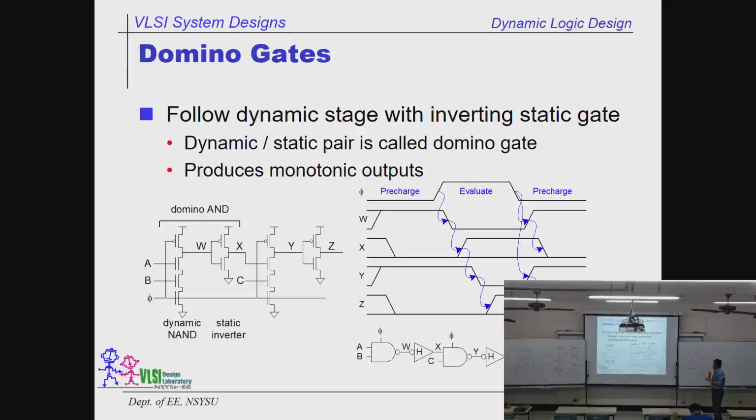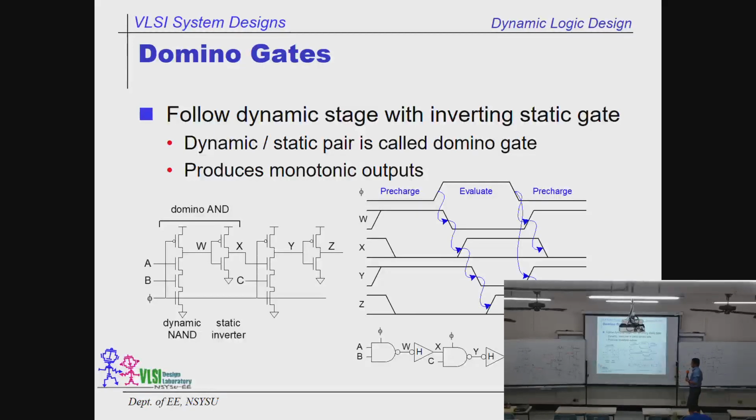It's called a domino gate. Follow dynamic stage with inverting static gate. So dynamic and static pair is called a domino gate. This is very, very popular, and it works just fine. It guarantees that the monotonic outputs are generated so that there will be no risk that the function will fail. The price to pay, or the penalty, is that we need inverters. We need inverters at the output of each dynamic logic.